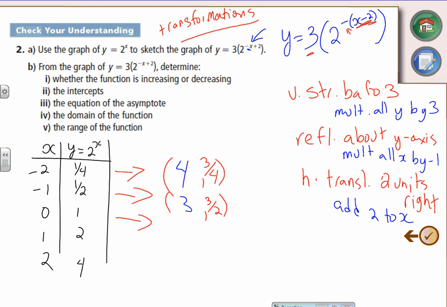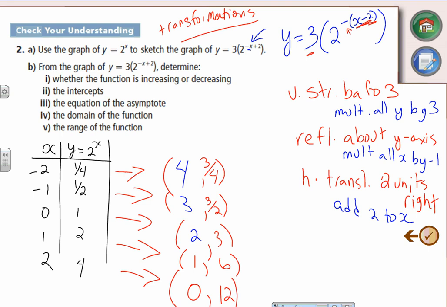Do the same thing. The 1 times the 3 gives us our 3. And on the x, 0 times -1 is still 0 plus 2, so we're at 2. And then 1 times -1 is -1 plus 2 gives us 1, comma, and the 2 times 3 gives us 6. And the 2 comma 4, same process, multiply the 2 times -1, -2 plus 2 is 0. And for the y, 4 times 3 is 12.